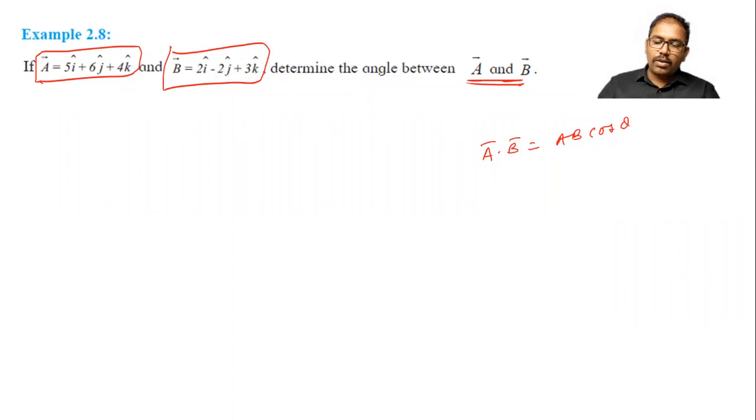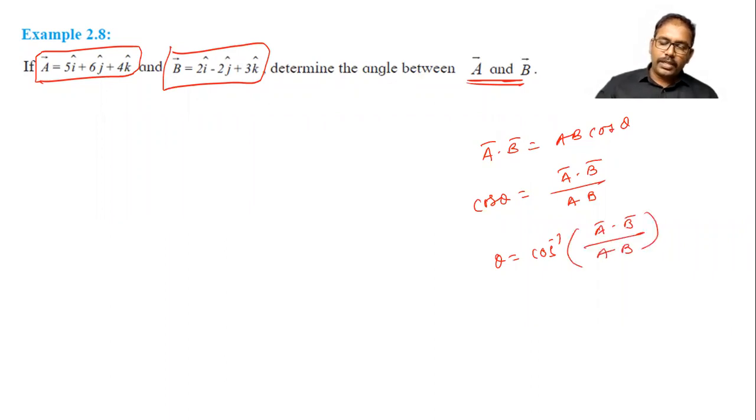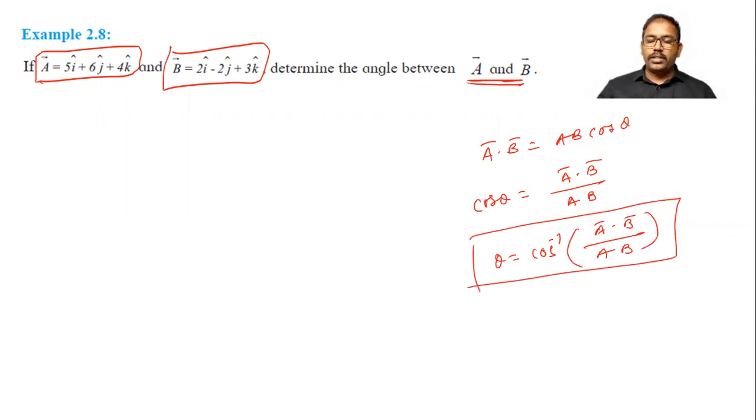You can write cos theta is equal to A bar dot B bar divided by AB. Then theta is equal to cos inverse of A bar dot B bar divided by AB. So by this formula you can find out theta. Here A bar dot B bar, you know how to find out. A means magnitude of this vector A, B means magnitude of this, and after solving this division we have to find cos inverse of that.